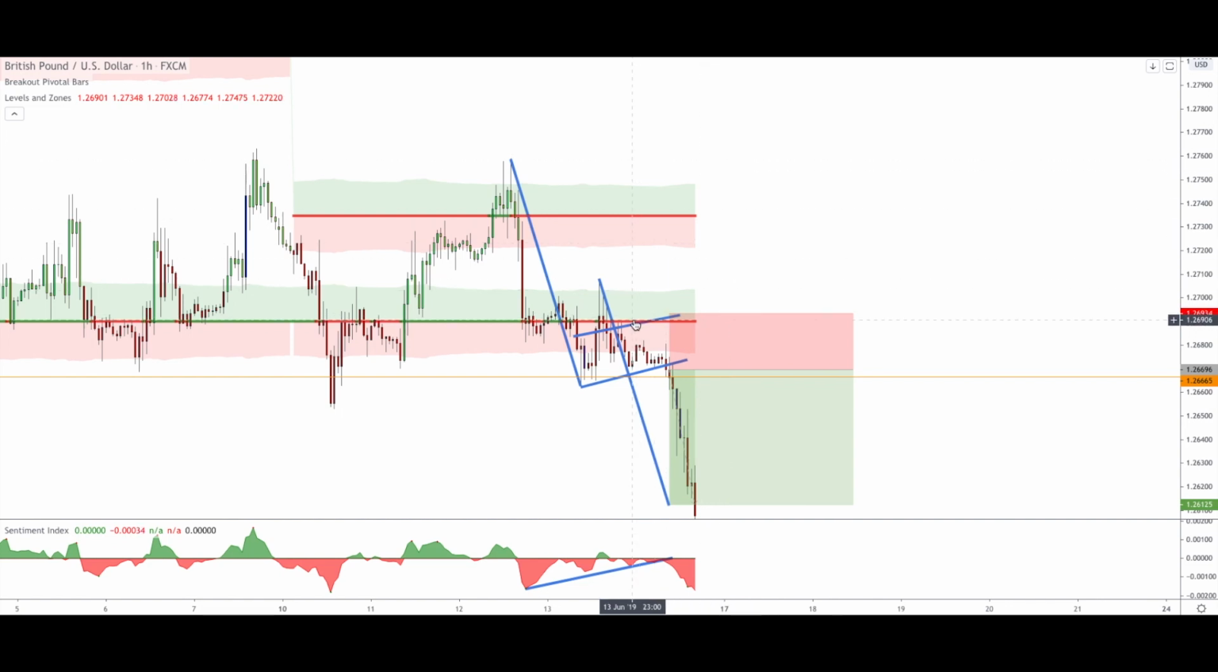This was also supported by the fact that we were sitting below two major resistances, which increased the degree of confidence that we could have in this kind of setup.